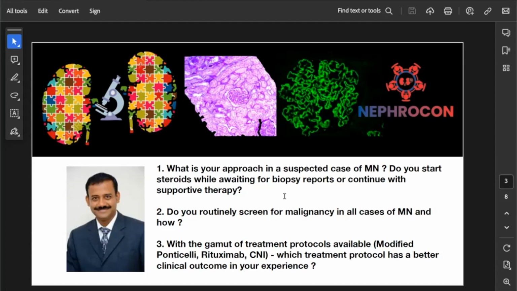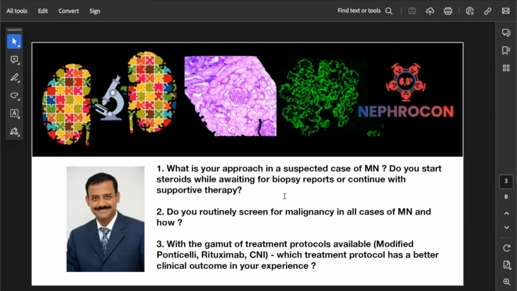except in organ-threatening situations, like when there is rapidly declining GFR, high creatinine, etc., where we would probably favor Ponticelli more. In my personal experience, I was using Ponticelli initially, but given this upcoming evidence with rituximab, I have recently, in the last year or so, switched over to rituximab.